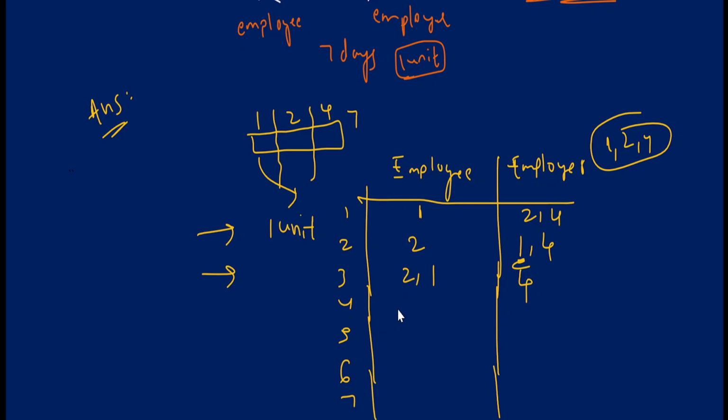Now, at the end of day 4, he should have 4 units. So the employer gives 4 units to him and takes 3 units back. So the employer will be having 2, comma 1 with him and the employee will have 4. In this way, his number of units increased by 1 by this exchange.